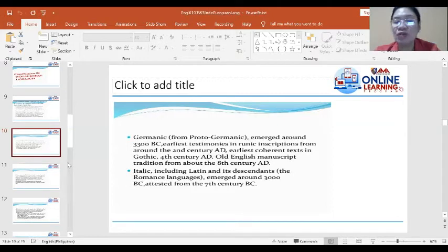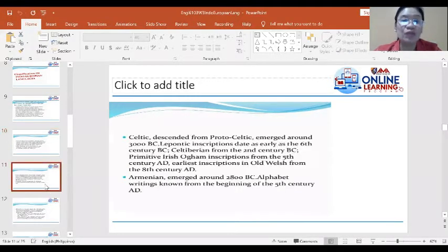It emerged around 3000 BC and is attested from the 7th century BC. So we have the Germanic, the Italic, and here the Celtic.